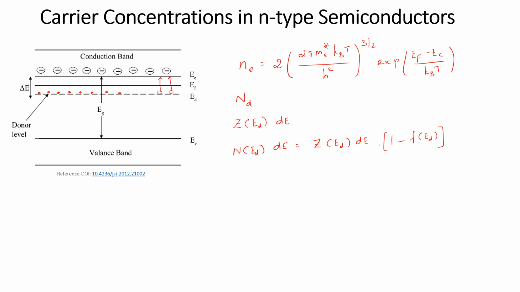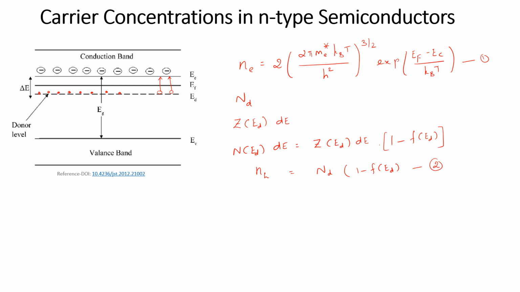So this N of ED dE, I can write it as NH. Okay, it is nothing but holes. Then Z of ED dE is nothing but ND, just now we have told, into 1 minus F of ED. Okay, so I will number this equation as 1 and this equation as 2.